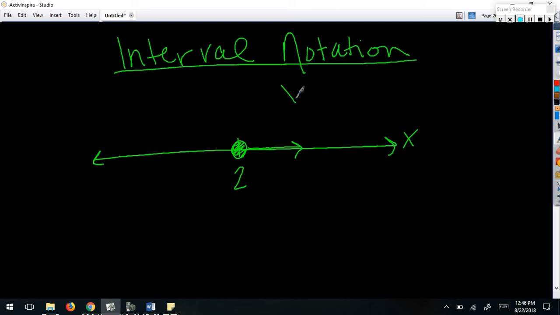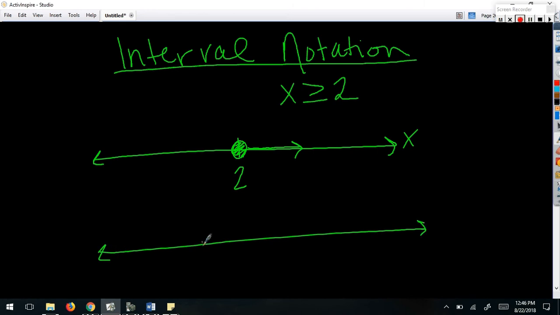Greater than or equal to 2. X is greater than or equal to 2, right? Y'all remember doing that? And maybe I have one that is between two things. Let's say -3 and 10. This one's got an open, this one's got a closed. How would you describe that?